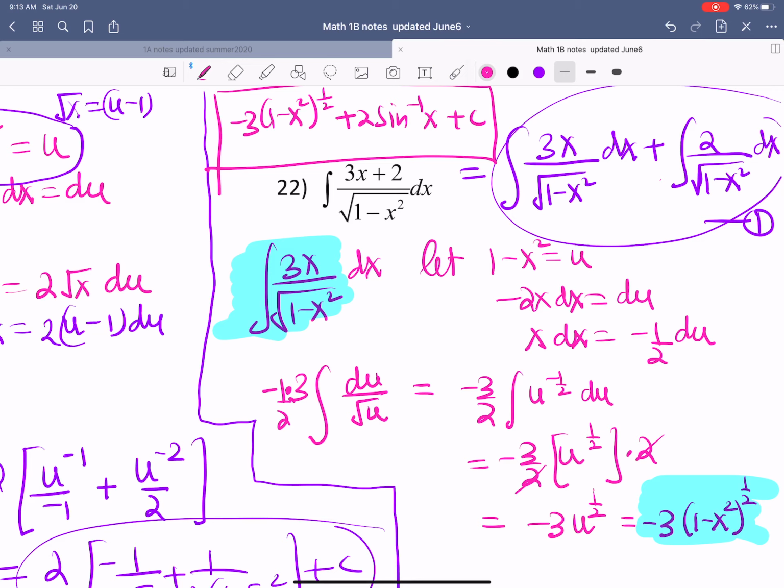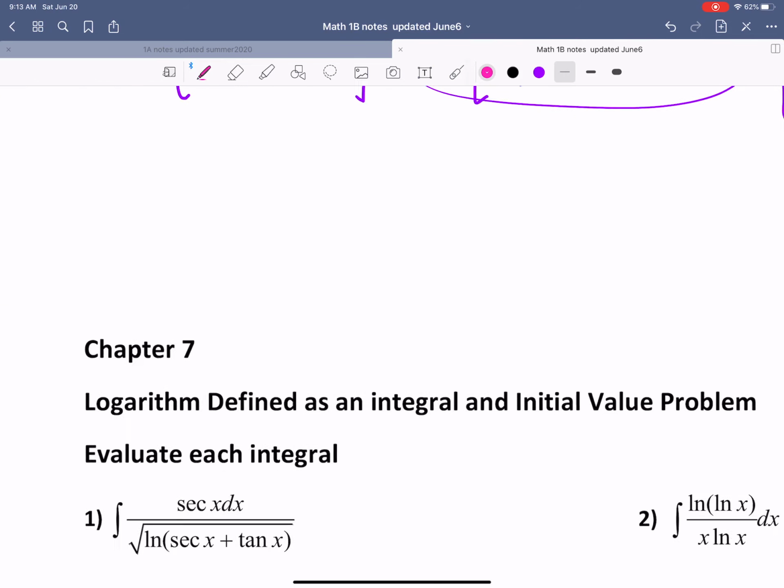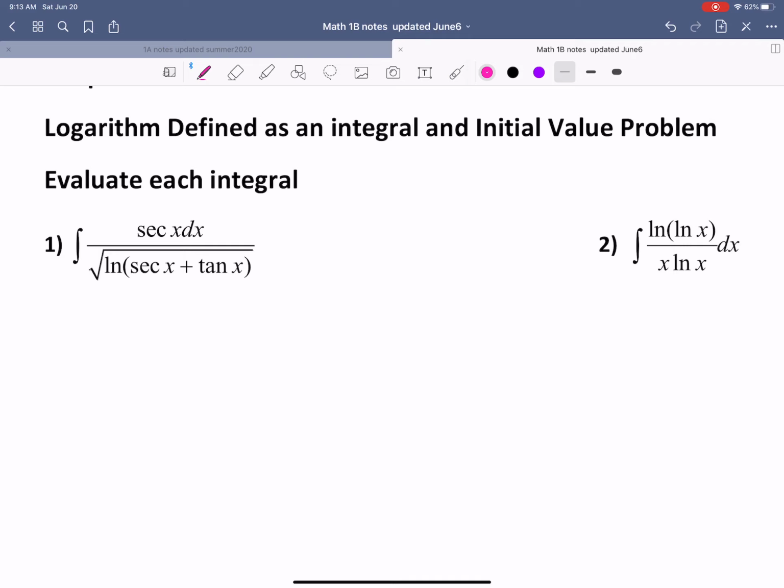All right, next few examples, they are from chapter 7.